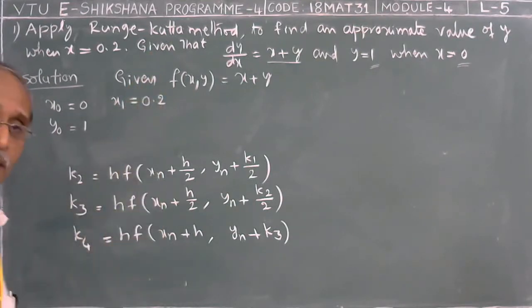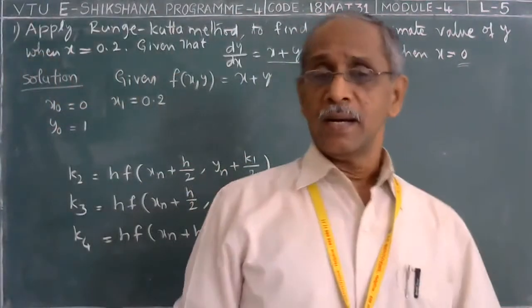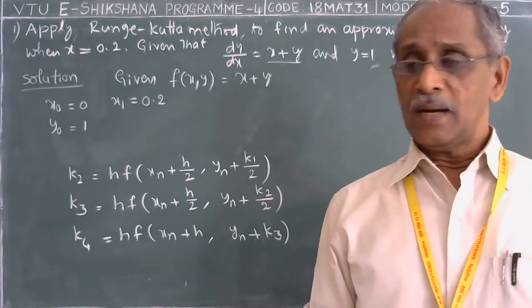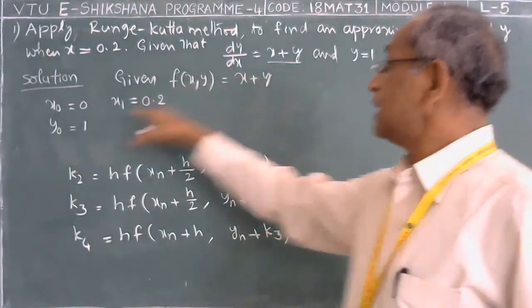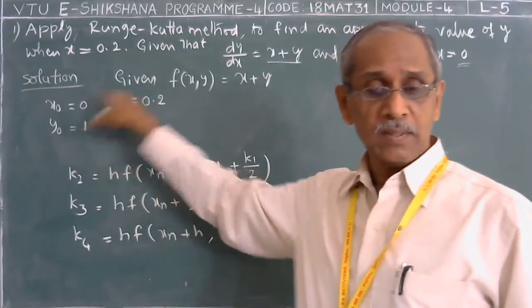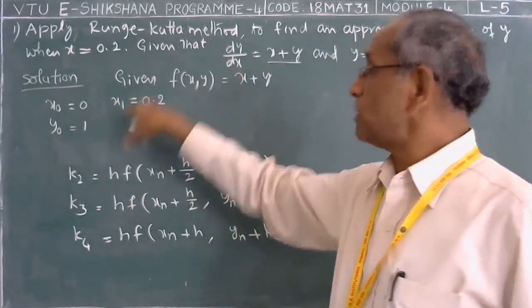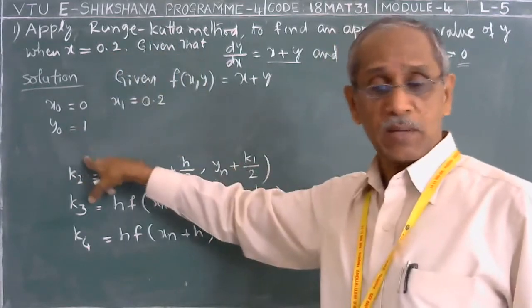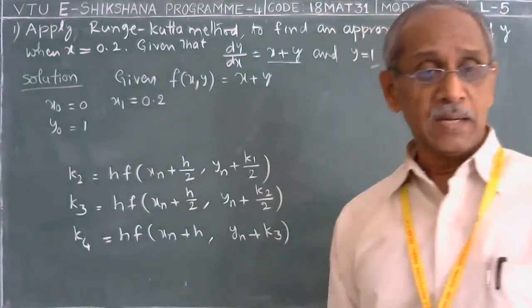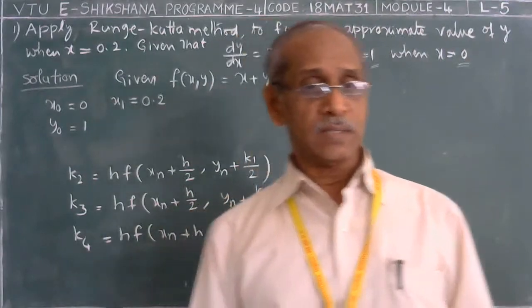If step length is not given, suppose step length is given as 0.1, then with step length 0.1, 0.1 should be added to 0. That should be called x1. Then 0.1 should be added to 0.1 till you get 0.2. Keep on adding 0.1 and list the values of x1, x2, x3, etc.